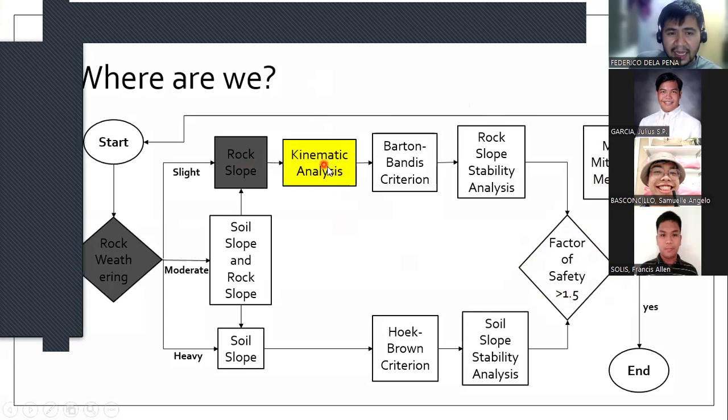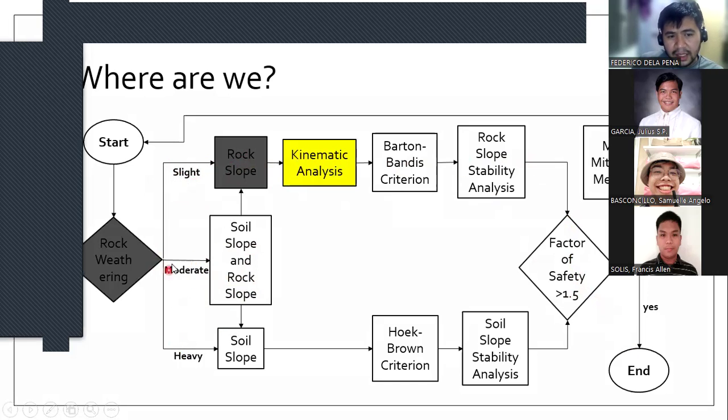Now, if you go back, kinematic analysis, you do it when you are dealing with a rock slope. Okay. And how do you know if you're dealing with a rock slope? Your rock has to be slightly weathered. Okay. There are also certain cases where your moderately weathered rock can also undergo rock slope failures. Okay. And in that case, you also have to do this whole set of analysis.